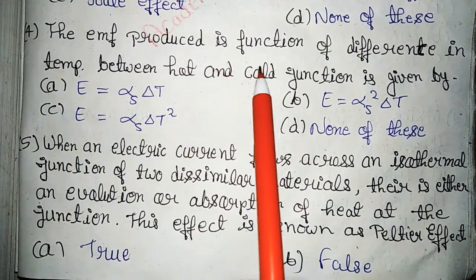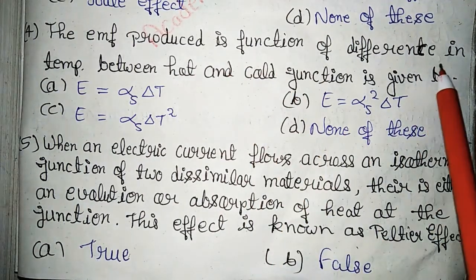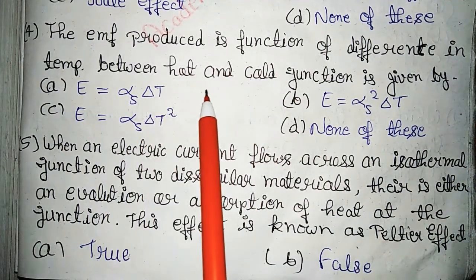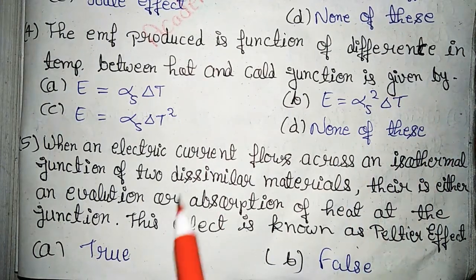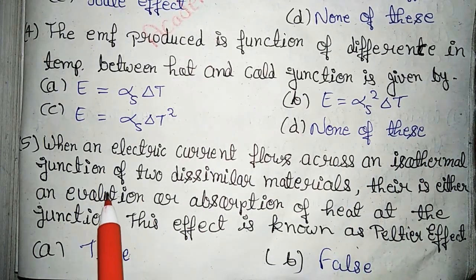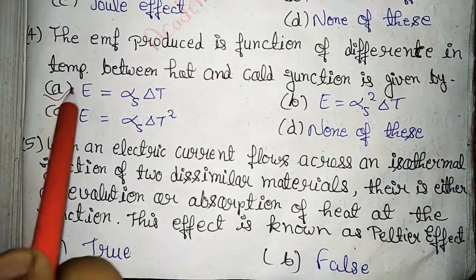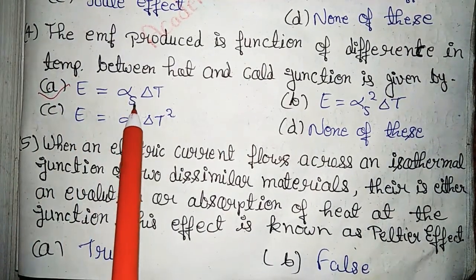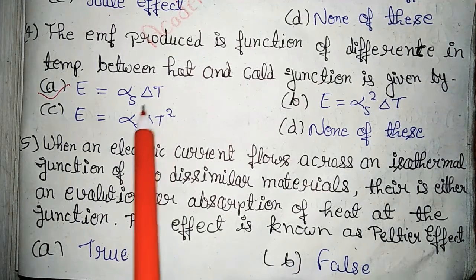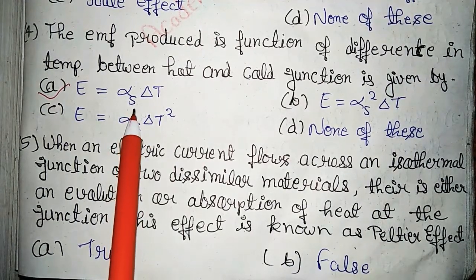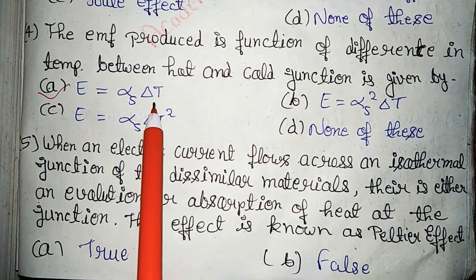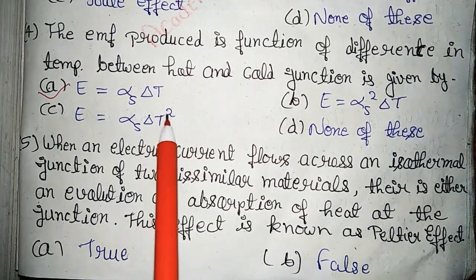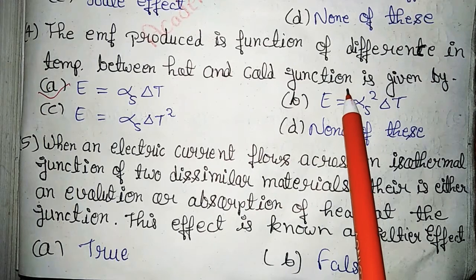Next question. The EMF produced is function of difference in temperature between hot and cold junction is given by. So right answer is option A. E is equal to alpha S into dT, where alpha S is equal to Seebeck coefficient and dT is the temperature difference between hot and cold junction.